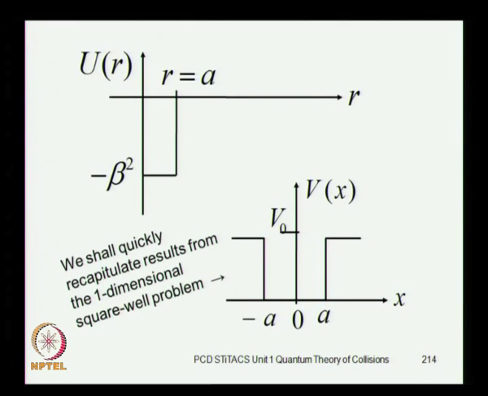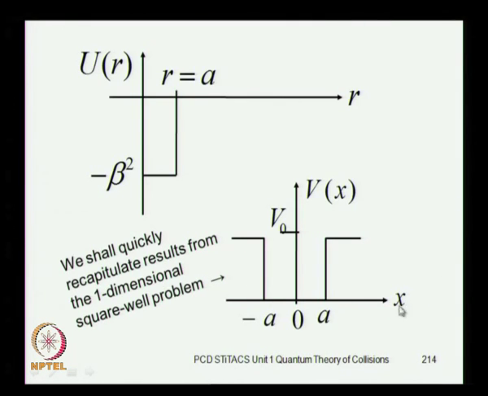To understand it I will take you back to what you probably studied in your first course in quantum mechanics, and we will very quickly do a one dimensional square well, just to recapitulate the method. You will see that it is exactly the same algebra which is used over here.